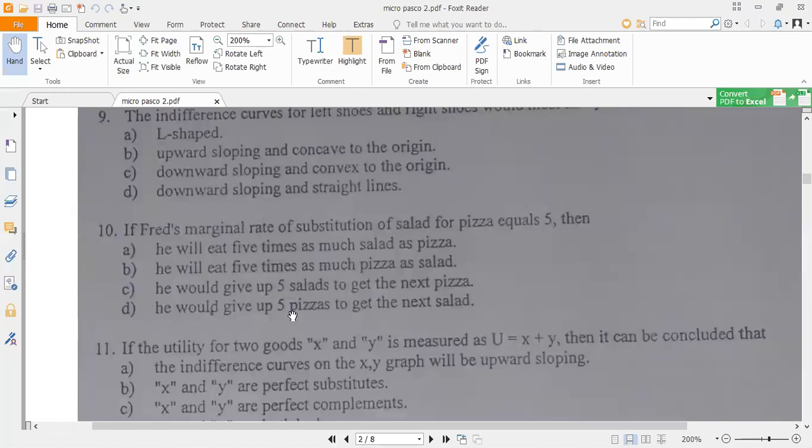He will give up 5 pizzas to get just the next salad. So please take note of the interpretation of the MRS. The marginal rate of substitution of X for Y is talking about the units of Y that you are willing to sacrifice just to get an extra unit of X. So that should be D.